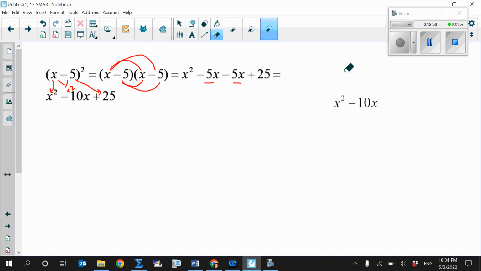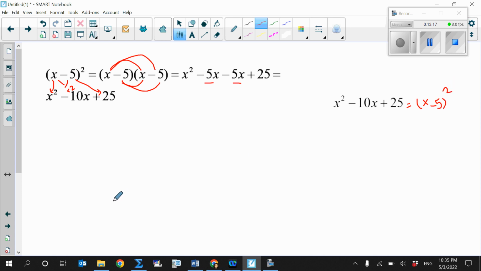So here my missing term is of course 25. So if I add that, this will be a perfect square, and I can change this back to what I had here, x minus 5 squared.